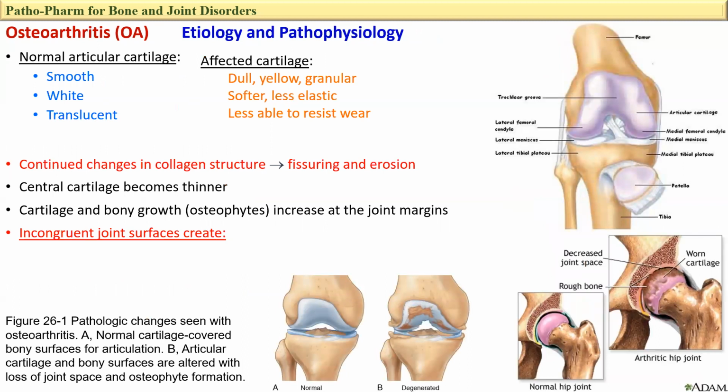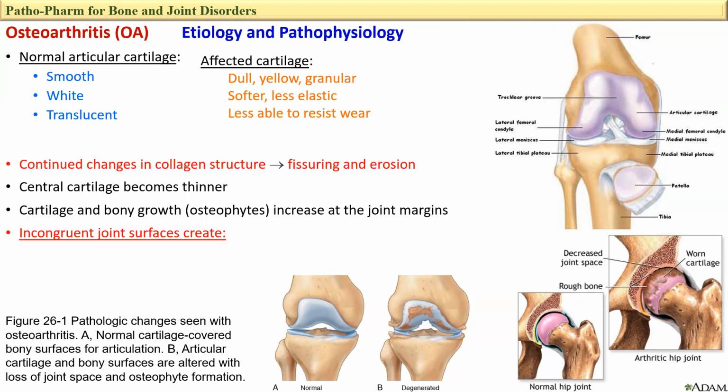This is a slight comparison between the normal and abnormal or affected cartilage. Normal cartilage is smooth, white, and translucent, while the affected cartilage is dull yellow, granular, softer, less elastic, and less able to resist wear and tear.